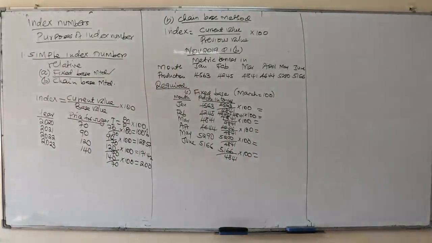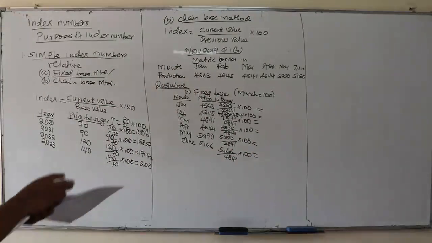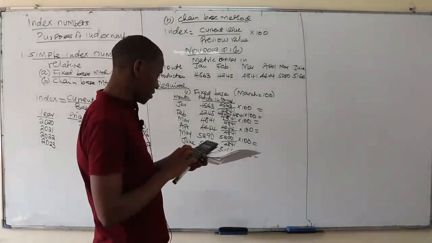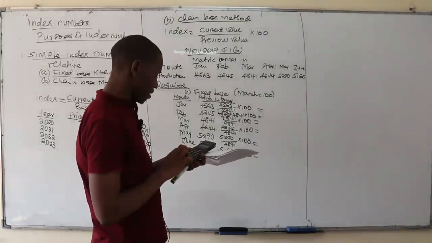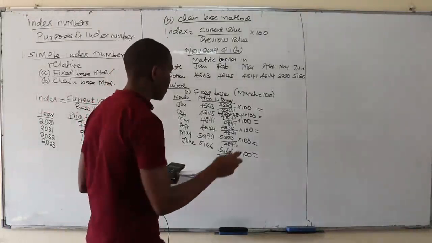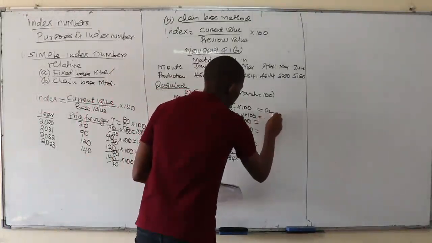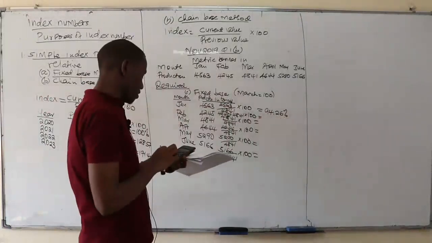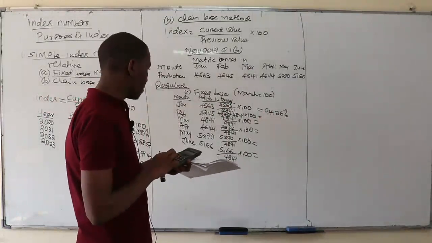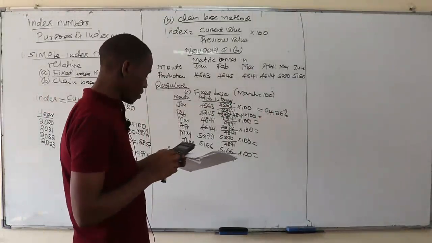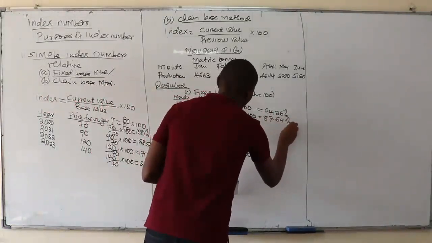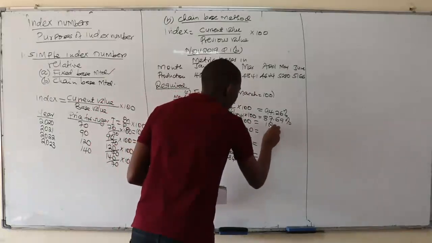So for year 1, it will be 4563. You divide by 4841, which in that case is 94.26. We also have 4245, divide by 4841, which in that case is 87.69. This one we've said is 100.